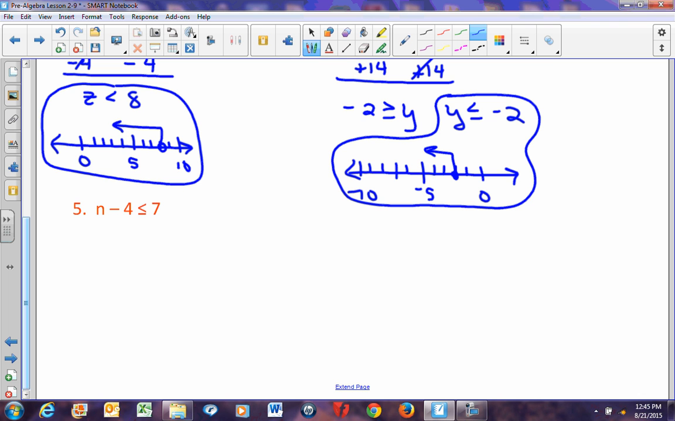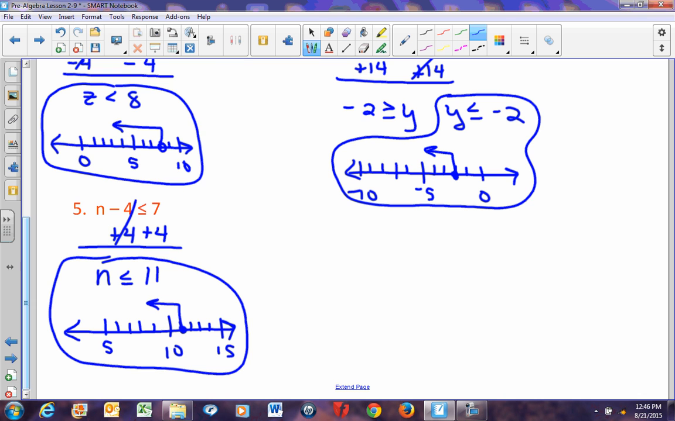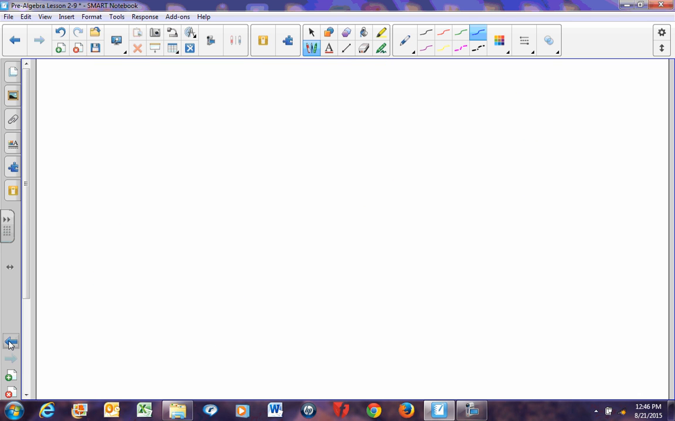And this next problem here, number 5, n minus 4 is less than or equal to 7. They subtracted 4, so we will add 4. The numbers cancel out, and n is less than or equal to 7 plus 4, which is 11. So let's say this is 5, 6, 7, 8, 9, 10, 11, 12, 13, with a closed circle at 11 and a line to the left. And there you have it. Solving one-step inequalities by adding or subtracting, a fairly simple lesson to be able to do.